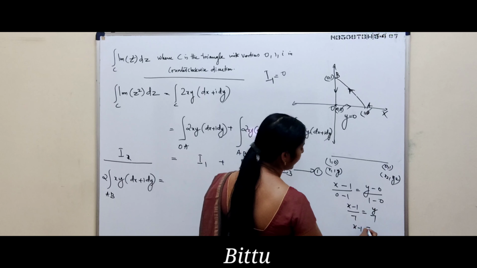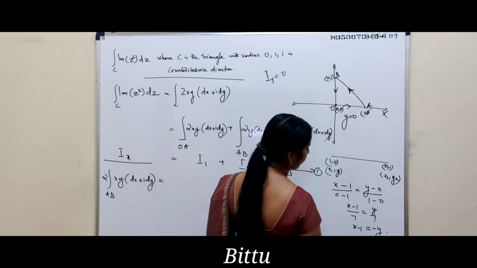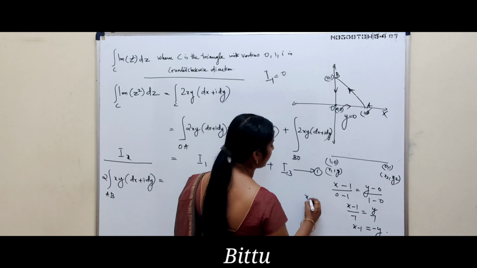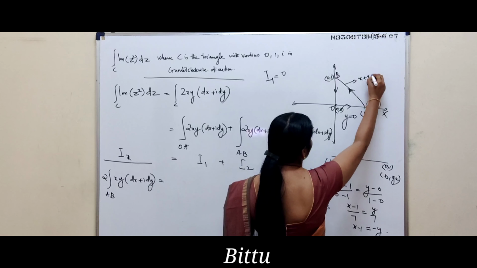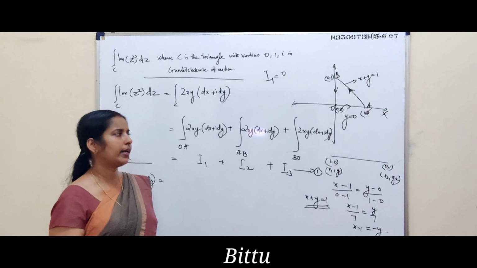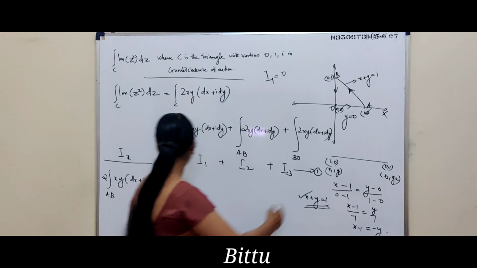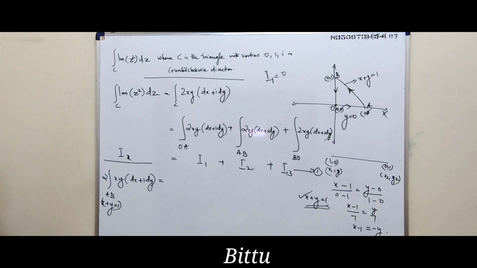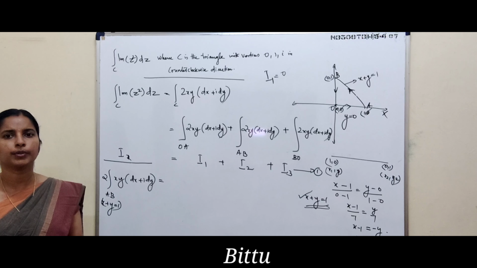That is x minus 1 equal to minus y, or x is 1 minus y. Or you can write the equation of the straight line as x plus y equal to 1. We are familiar with x plus y equal to 1. So AB is x plus y equal to 1, which can be written as x equal to 1 minus y or y equal to 1 minus x. Anyway, the equation of AB is x plus y equal to 1. For integration, you have to convert into a single variable, either in terms of x or in terms of y.